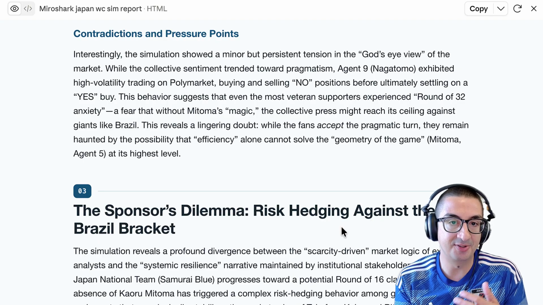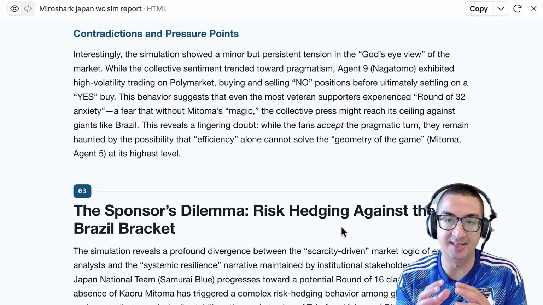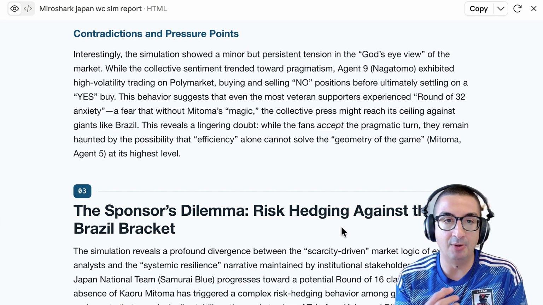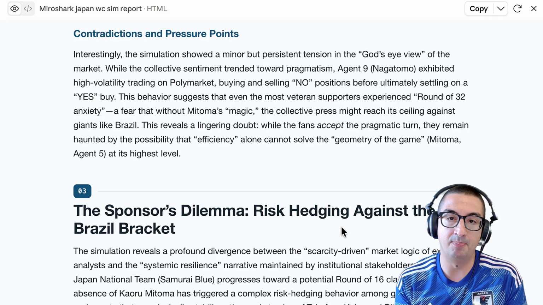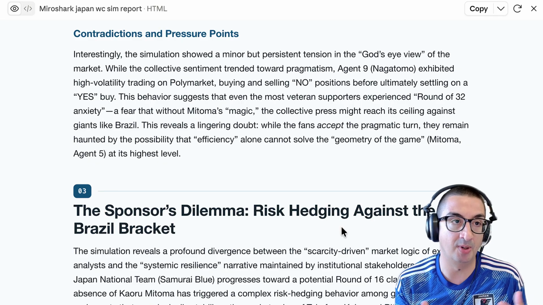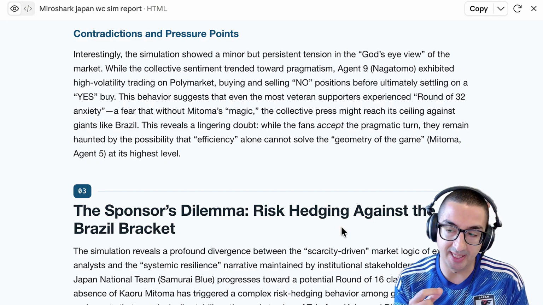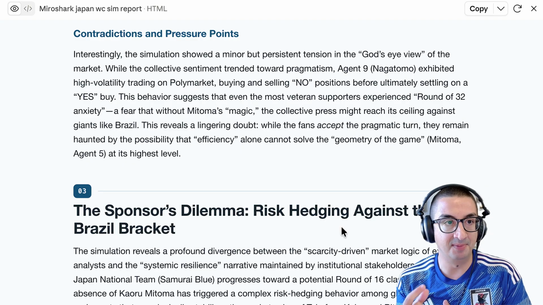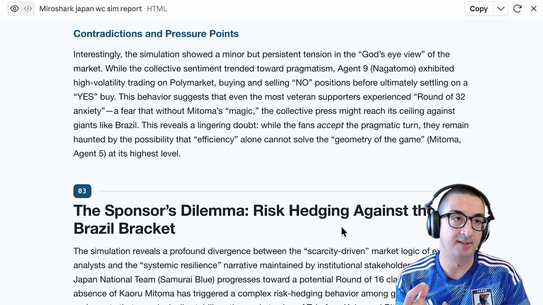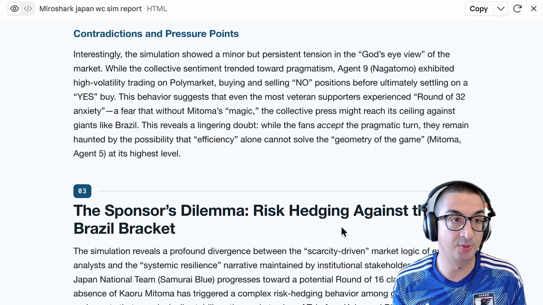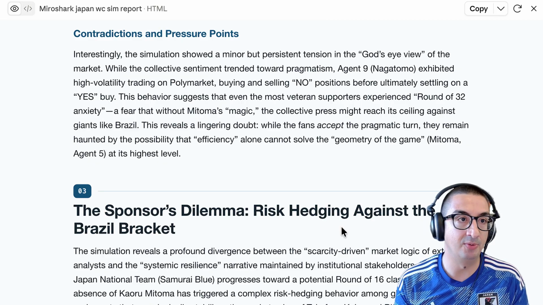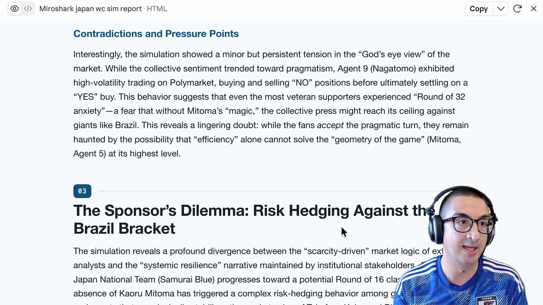And so this behavior suggests that even the most veteran supporters experienced the round of 32 anxiety, a fear that without Mitoma's magic, the collective press might reach its ceiling against giants like Brazil or France. Because the biggest fear of Japan is to meet a big team in the 32 round, because this year we have a 32-team round instead of the usual 16 round after the group stage.